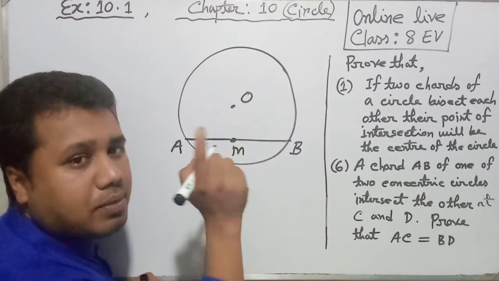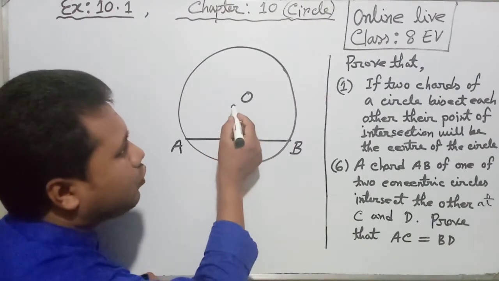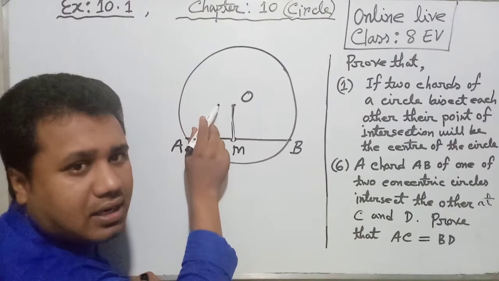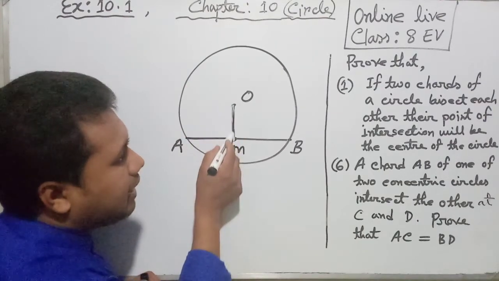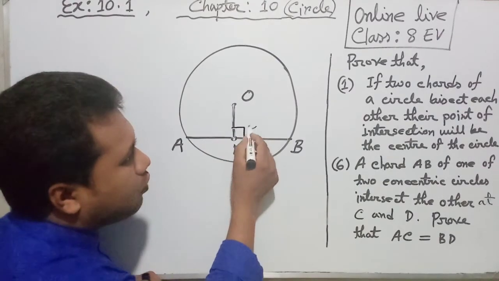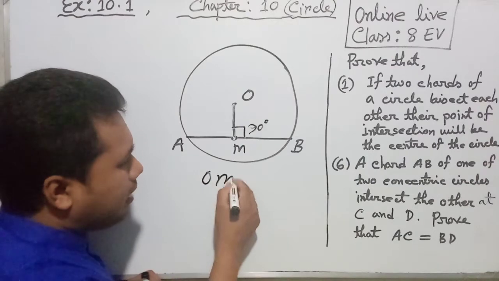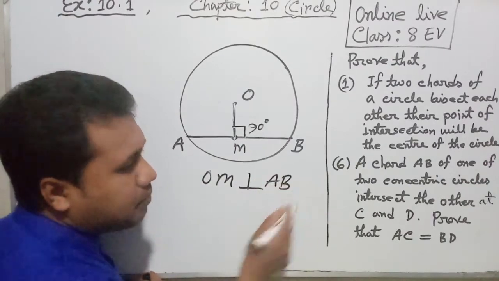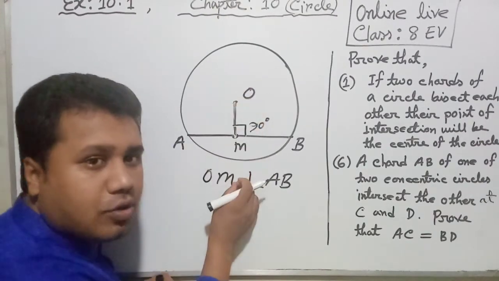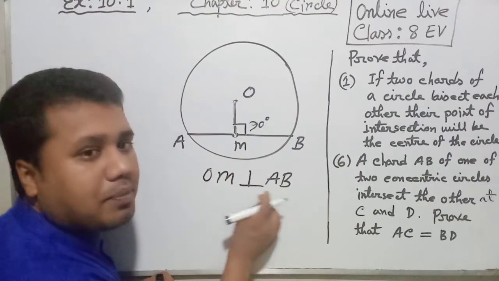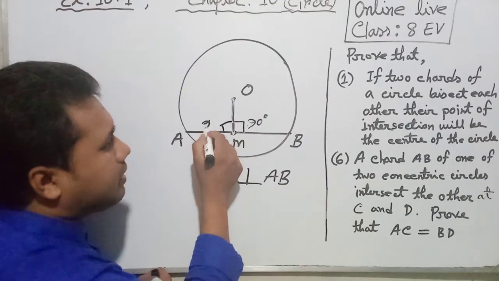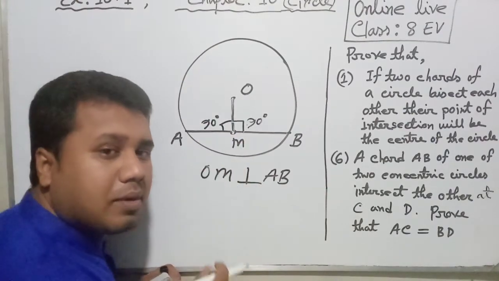Now our theorem number 1 says that if we join center and midpoint, then we will get a line segment. This line segment will be perpendicular to the chord. That means it will be 90 degrees. That means OM perpendicular AB. So when the center and midpoint of any chord are joined, it will be perpendicular to the chord. That means here it will be 90 degrees, and there also it will be 90 degrees. So this is our theorem number 1.